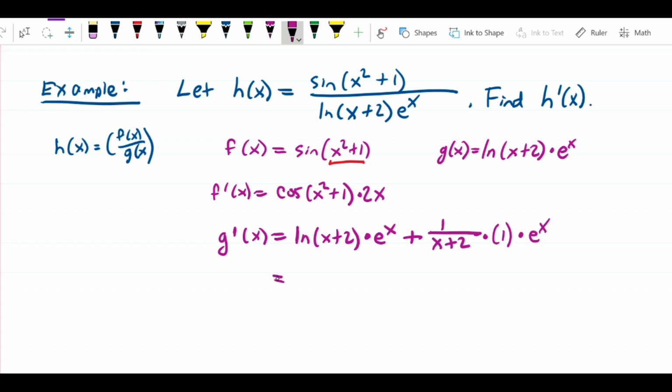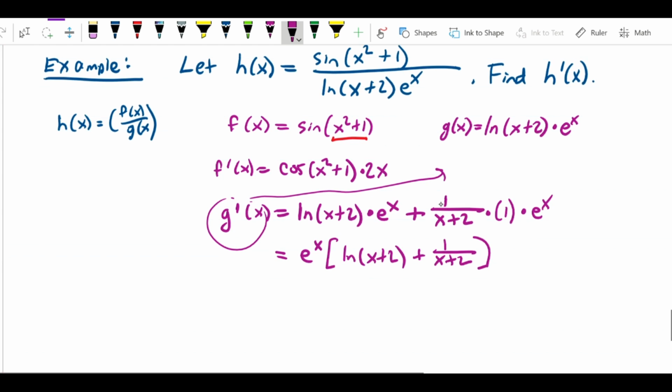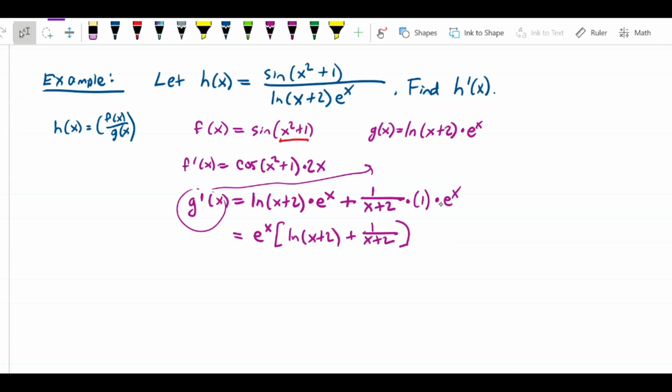So this actually equals, let's see, I'm going to factor out the e to the x and say this equals e to the x times ln of x plus 2 plus 1 over x plus 2. So that's the derivative g prime. All right, so just to remind ourselves where it normally goes, it goes there. Okay, so now I have f and g for the quotient rule, and I simply need to apply it. Recall that h prime of x is going to equal g f prime minus f g prime over g squared.